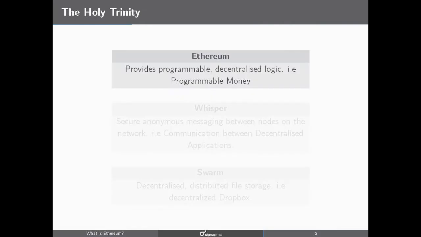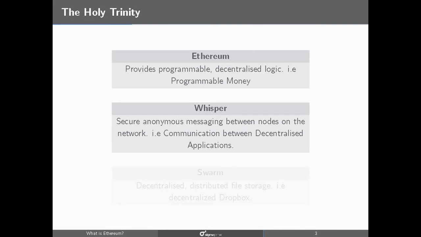So the three major things are Ethereum, and in particular we're going to be looking at programmable money. That's the key element of what we're going to be using Ethereum for in this Holy Trinity section. The second one, Whisper, allows, as I was saying, encrypted or anonymous communication messages between dApps or nodes on the network. And Swarm, as I said, is distributed file storage. You can think of it as kind of like a decentralized Dropbox.